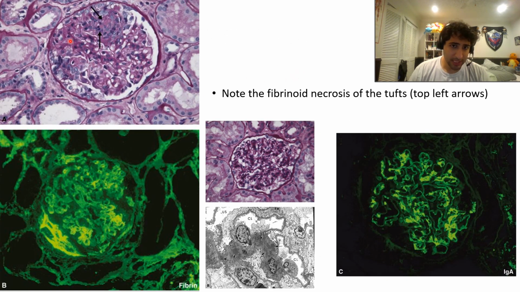So I want you to notice here the fibrinoid necrosis of the tuft, especially up here. You have this necrotic looking tissue, this fibrin, this very dense dark purple staining. And when you look at it under the light microscopy, you can see it, right? You have this focal crescent, and this sclerotic necrotic picture, right?